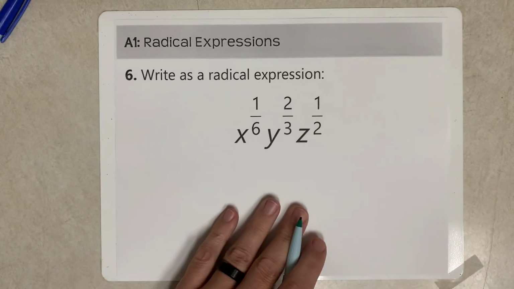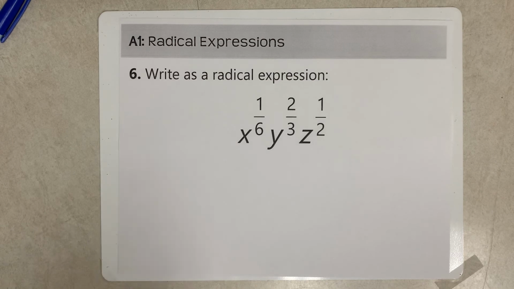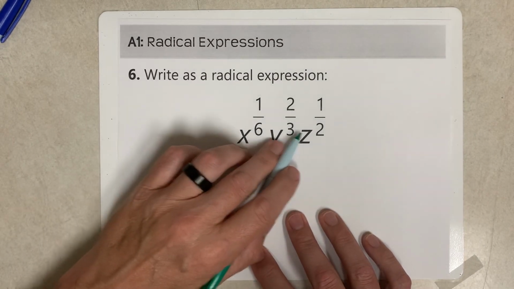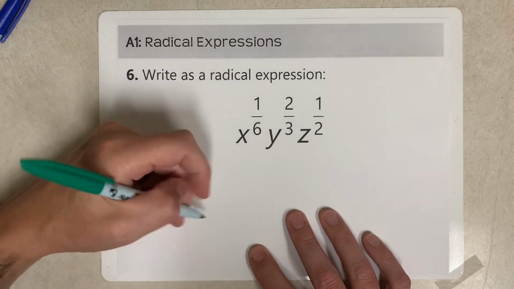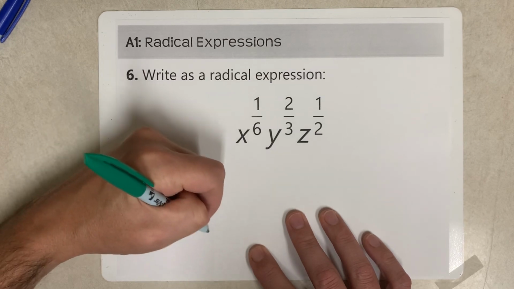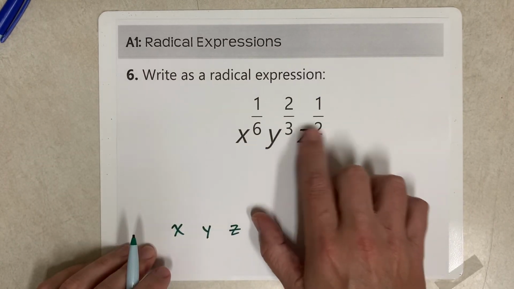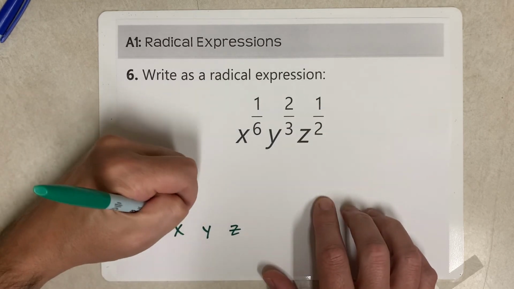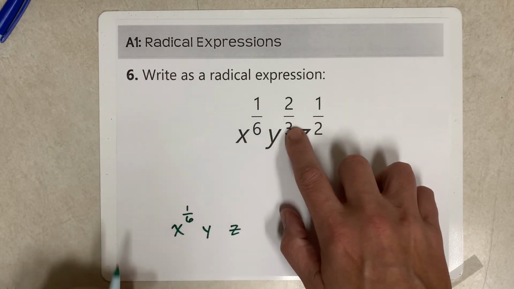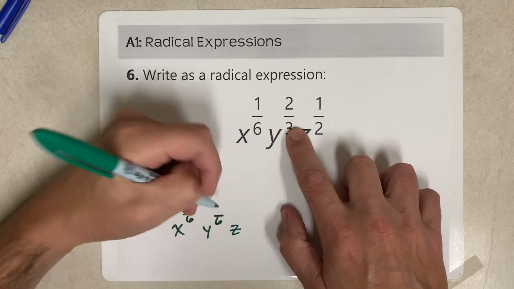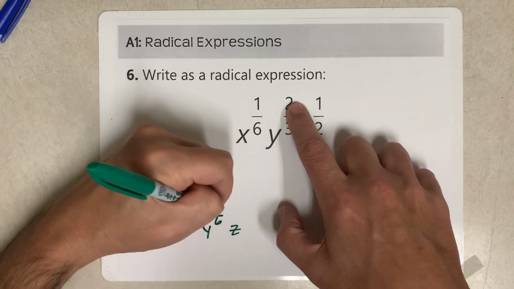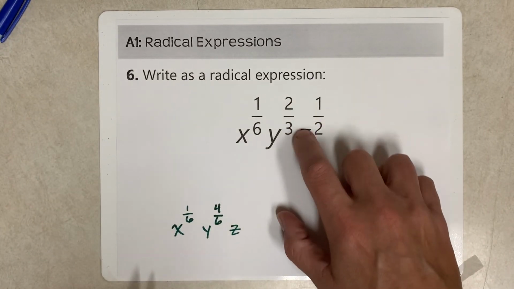And this is one that they usually ask. And so I have a 6, a 3, and a 2. So 6 is going to be my common denominator. So x, y, and z. So I want a 6 here, a 6 here, and a 6 here. Well, I already have the 1/6 for the x. 3 times 2 is 6. 2 times 2 is 4. So 4/6 and 2/3 are the same.